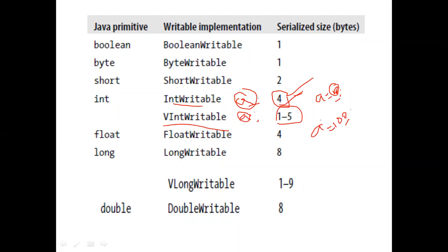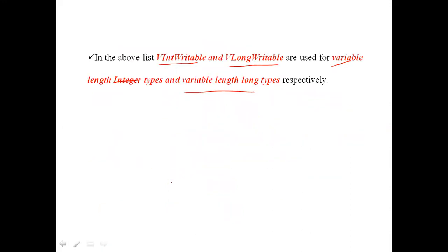Clear. Similarly, in the case of long writable, one more data type is available, that is VLong writable. Here also the same logic applies: 8 bytes for long, and here 1 to 9 bytes. The advantage of using VIntWritable and VLongWritable is that memory will be saved, where we can reduce the wastage of memory.